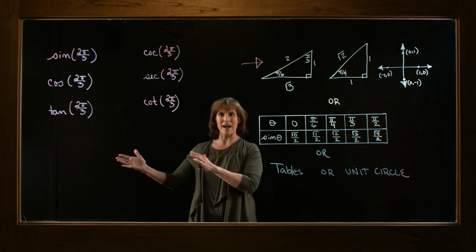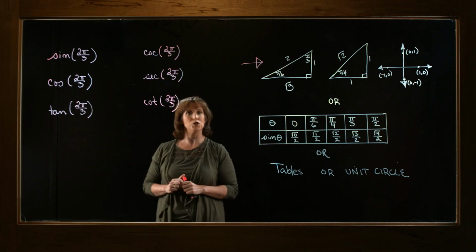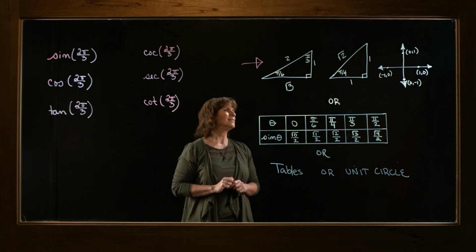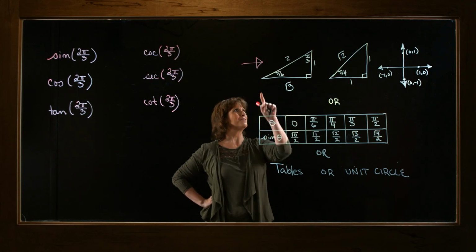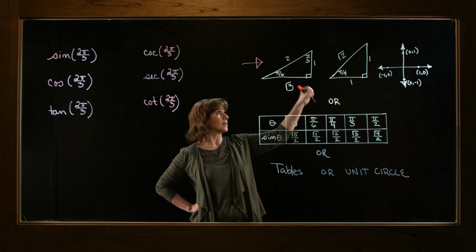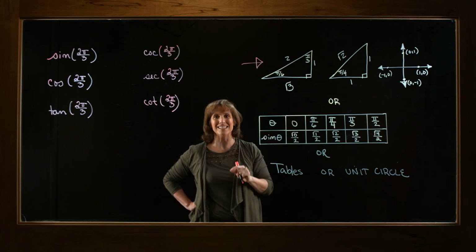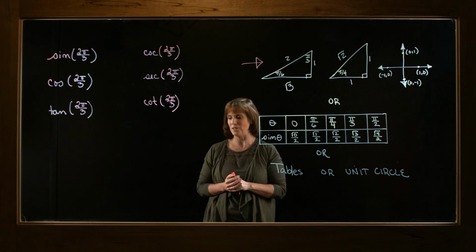Okay, so back to the problem at hand. I want to find out, first of all, what the sine of 2 pi over 3 is. Well, the first problem is if I look at my right triangles in my Cartesian plane that I have up here, I notice 2 pi over 3 is not listed. Okay, so what do I do about that?